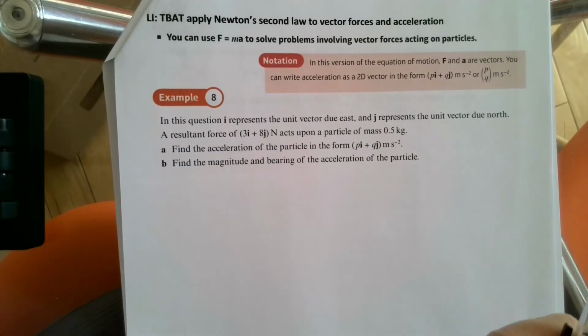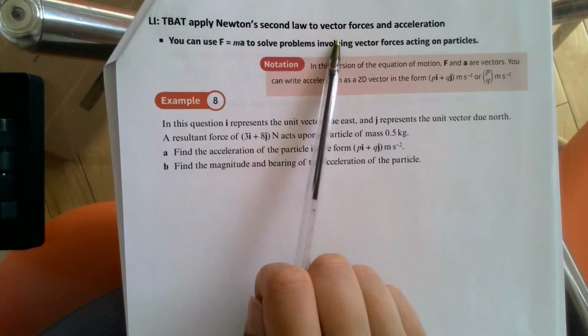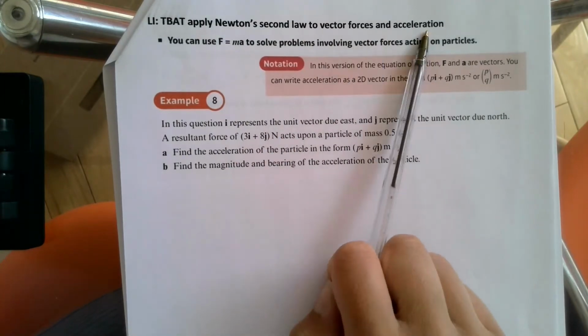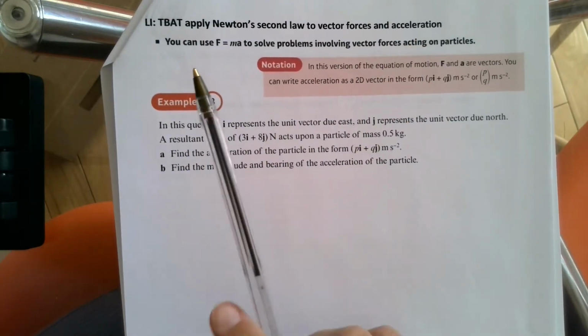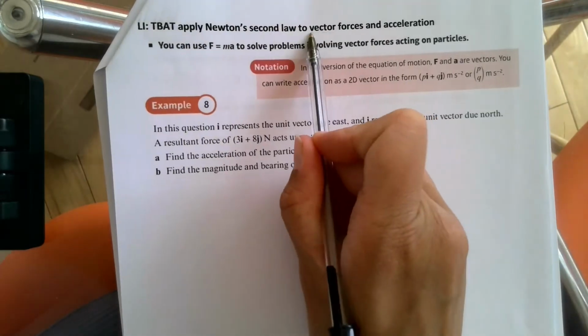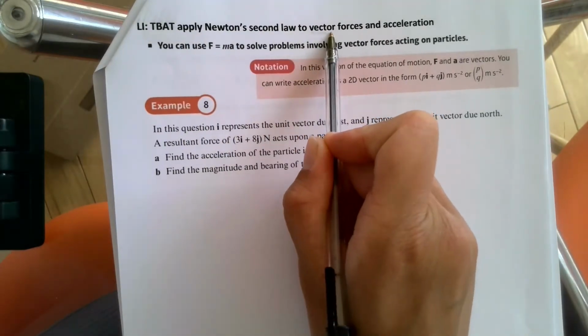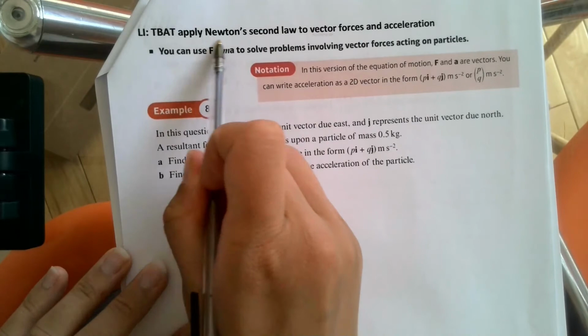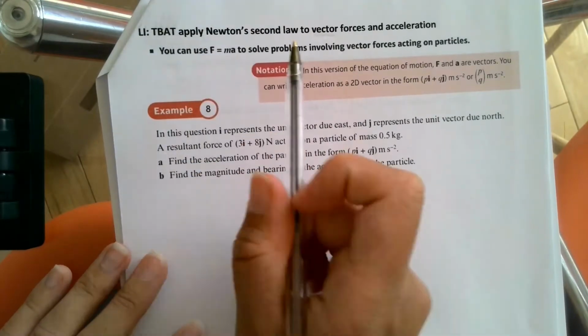The LI for this lesson is to be able to apply Newton's second law to vector forces and acceleration. Now this is really similar to last lesson, apart from this time we are using vectors. So what we've got here is Newton's second law, F equals ma, but this time written in vector form.